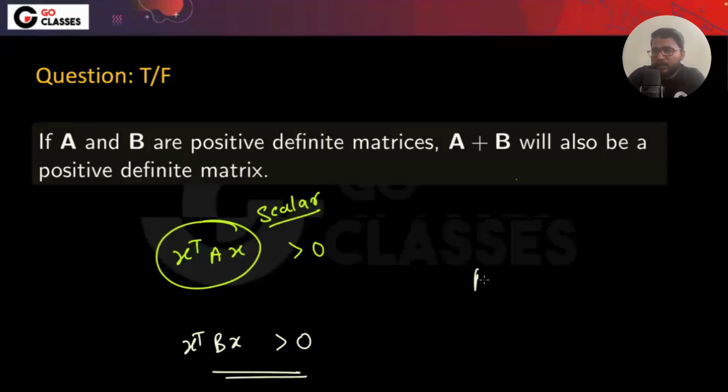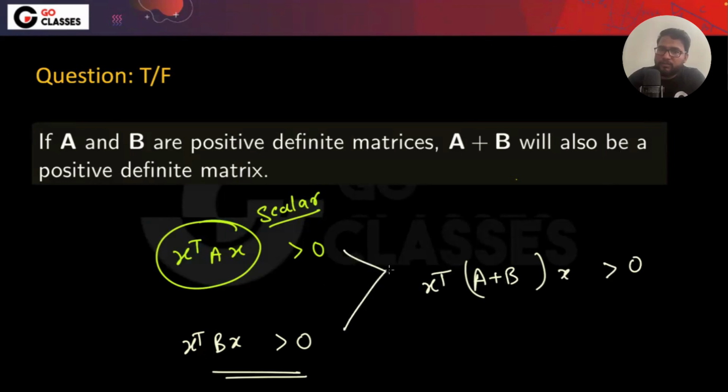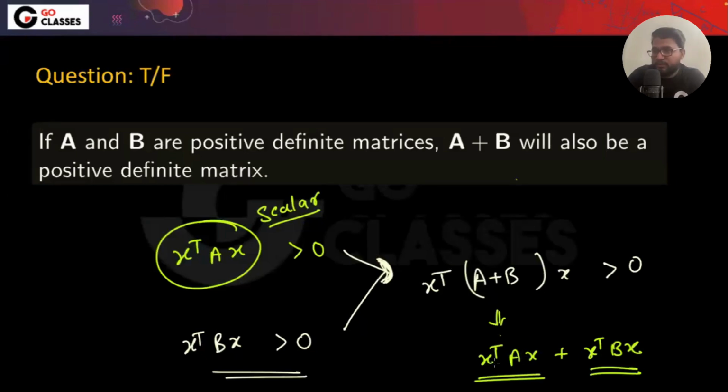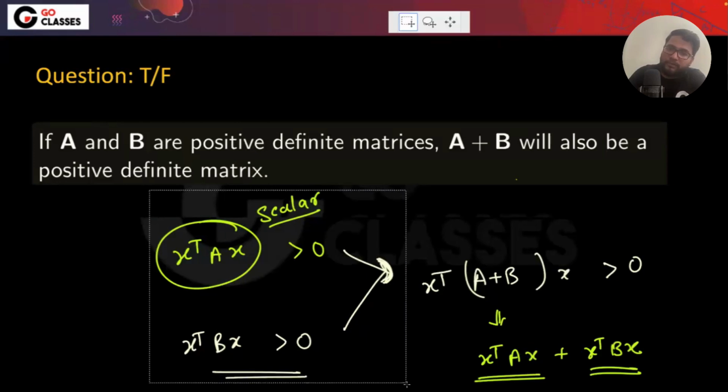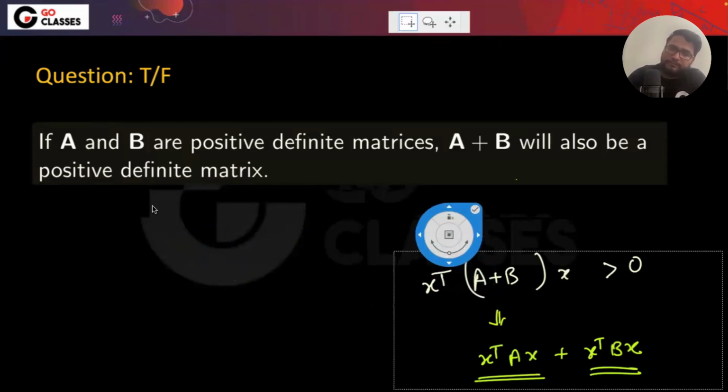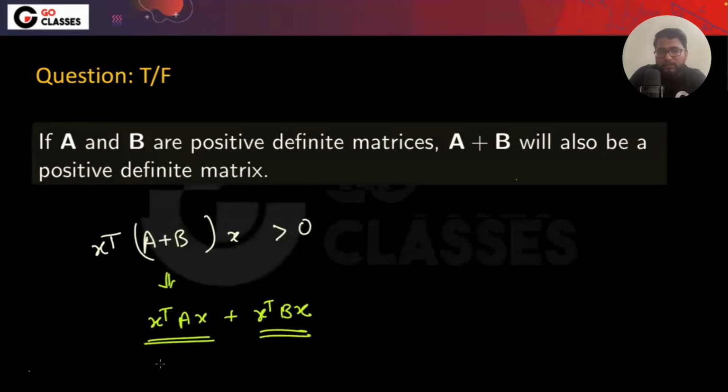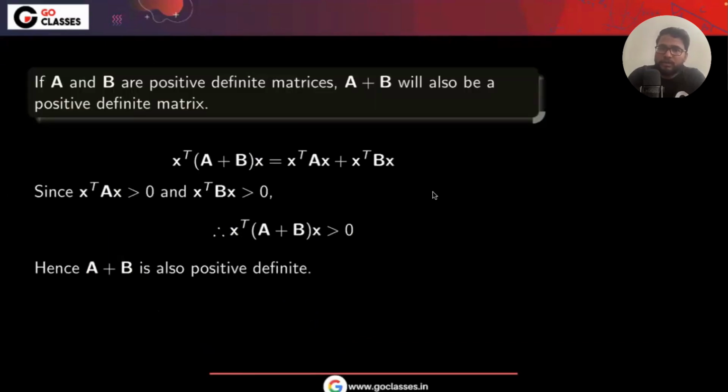can I say that X transpose (A plus B) X is also greater than 0 for all X using these two? Yes. Why? Because this is X transpose AX plus X transpose BX. I know the first is greater than 0 because A is positive definite, and the second is greater than 0 because B is also positive definite. The addition of two positive numbers will be positive only. So this is also greater than 0 for all X. I hope you understood. This is easy to understand, right?